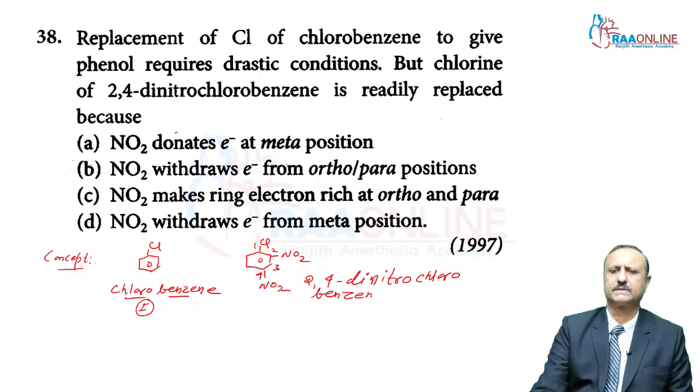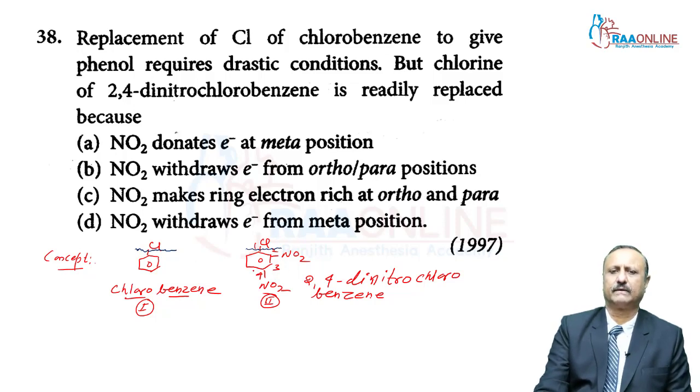Here, my dear students, you can see in this question you have 2 compounds, and the question is about the replacement of this chlorine. Replacement of chlorine in chlorobenzene is not easy. Replacement of chlorine in chlorobenzene occurs only under drastic conditions, meaning high temperature and high pressure. But when you remove the chlorine in 2,4-dinitrochlorobenzene, it is easy compared to this chlorine.